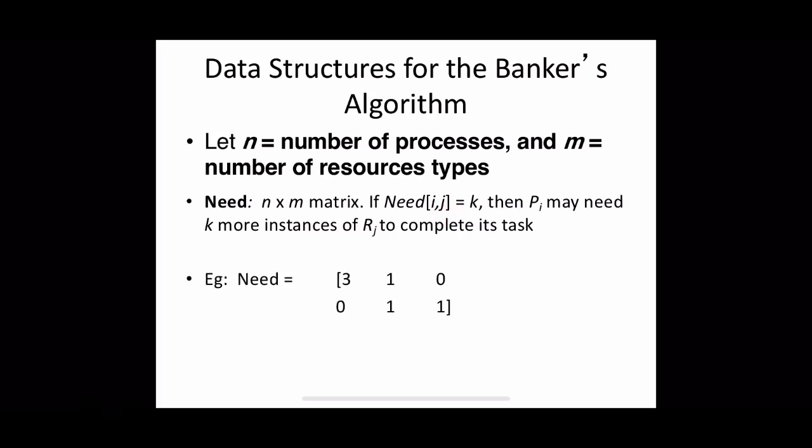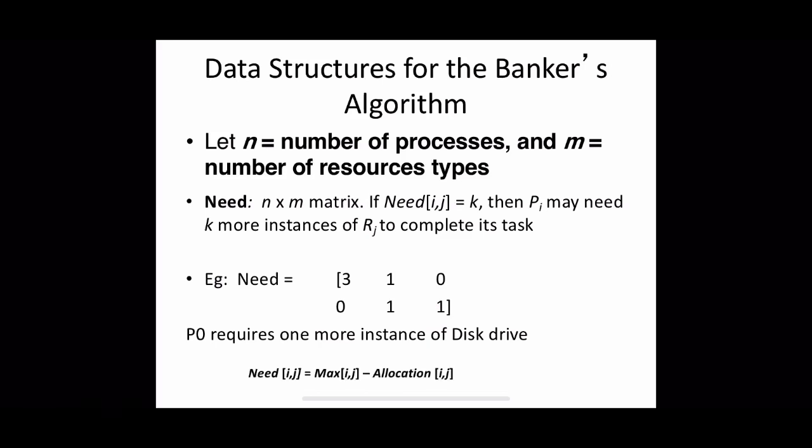For example, Need of P0 is 3 1 0. P0 requires 3 more instances of tape drive in future, like that, one instance of disk drive, and no more printers are needed. Like that, P1 also requires one instance of disk drive and one printer in future. Obviously, this Need will be the difference between Max and Allocation. Maximum it requires this much and already allocated this much, and the rest will be required in future.